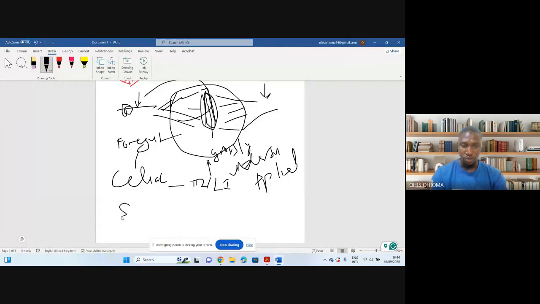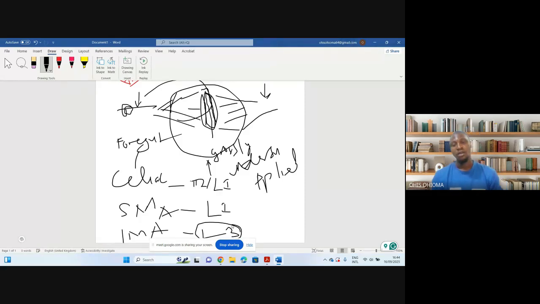And then we have the superior mesenteric artery that supplies most of the midgut, and this is located at L1. And then we have the inferior mesenteric artery that supplies the hindgut, and this is located at L3. You must know the spinal cord level that these arteries originate from. They are very, very high yield. You must know that for the exam.